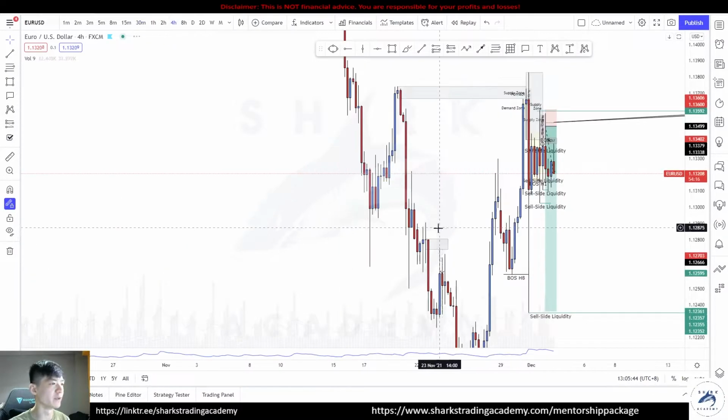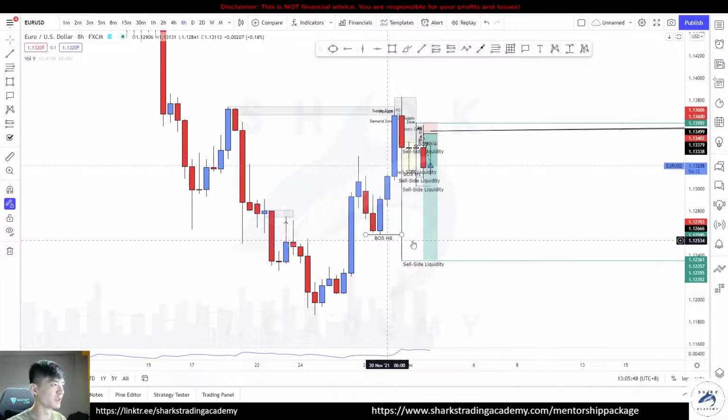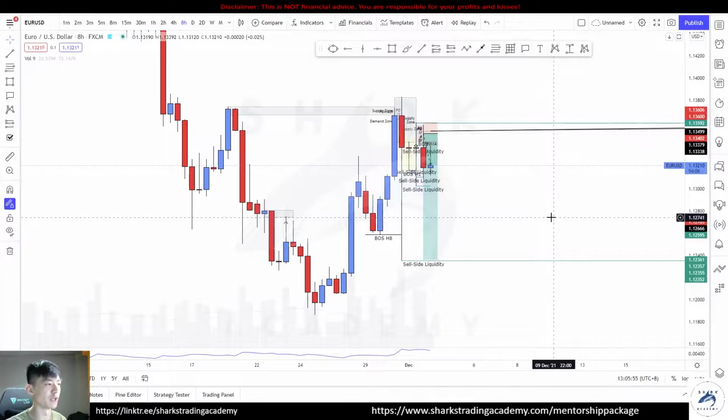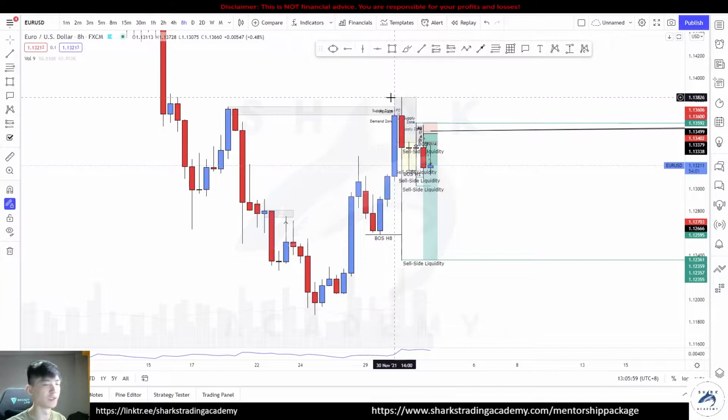Right off the bat, on the 4 hours or the 8 hours, I have this break of structure here, coming from this level, right? We have this break creating a high, and at this point I know that my sell side liquidity is over here at this wick. This is my protected high, my strong high, pivot high.